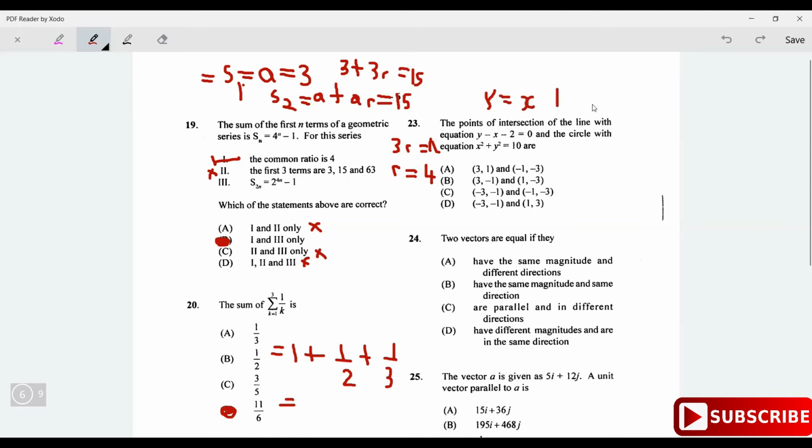So I'm going to substitute y as x plus 2 into this to get x squared plus y squared, which is x plus 2 all squared, which is x squared plus 4x plus 4. And this is equal to 10. Nice and easy. Now x squared plus x squared is 2x squared. This works out to be 2x squared plus 4x minus 10 equals 0.